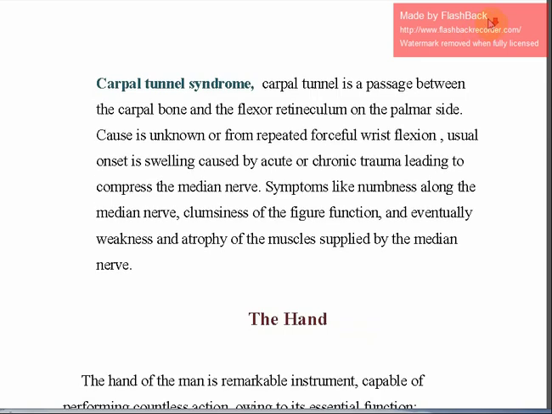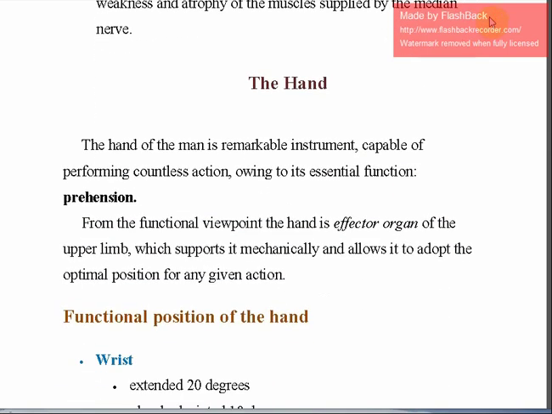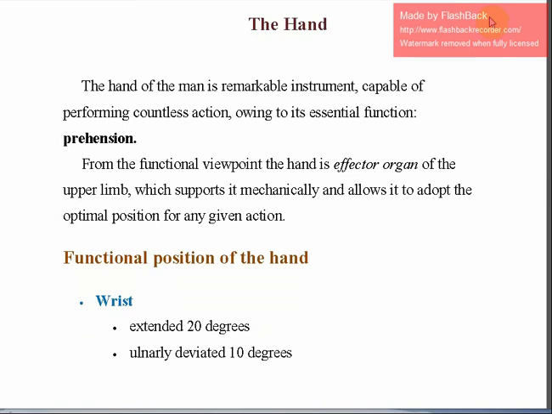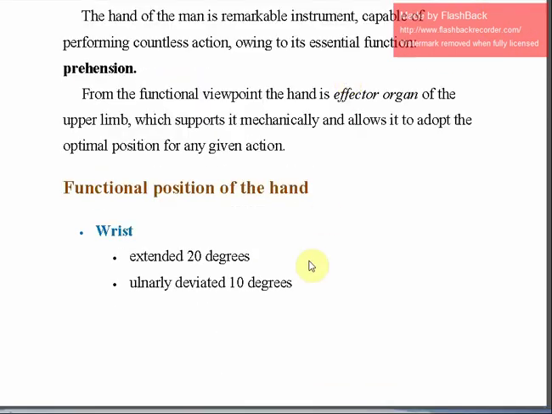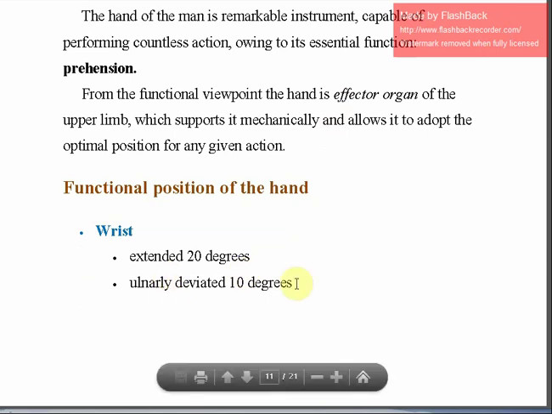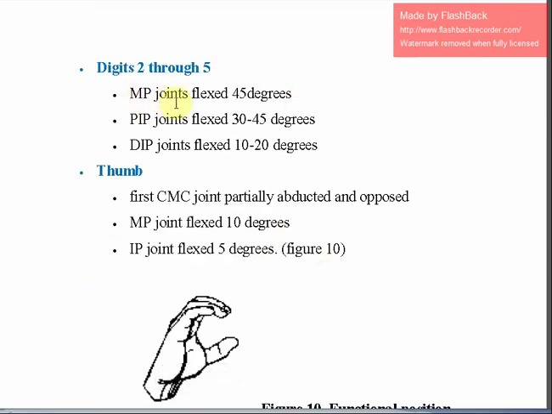Now let us look at the other component of that unit, called the hand. The hand of man is a remarkable instrument capable of performing countless actions owing to its essential function called prehension. From the functional viewpoint, the hand is the effector organ of the upper limb, which supports it mechanically and allows it to adopt the optimal position for any given action. In the functional position of the hand, we keep the wrist extended 20 degrees, ulnar deviated 10 degrees, metacarpophalangeal joints 45 degrees, proximal interphalangeal joints 30 to 45, and distal interphalangeal joints 10 to 20.